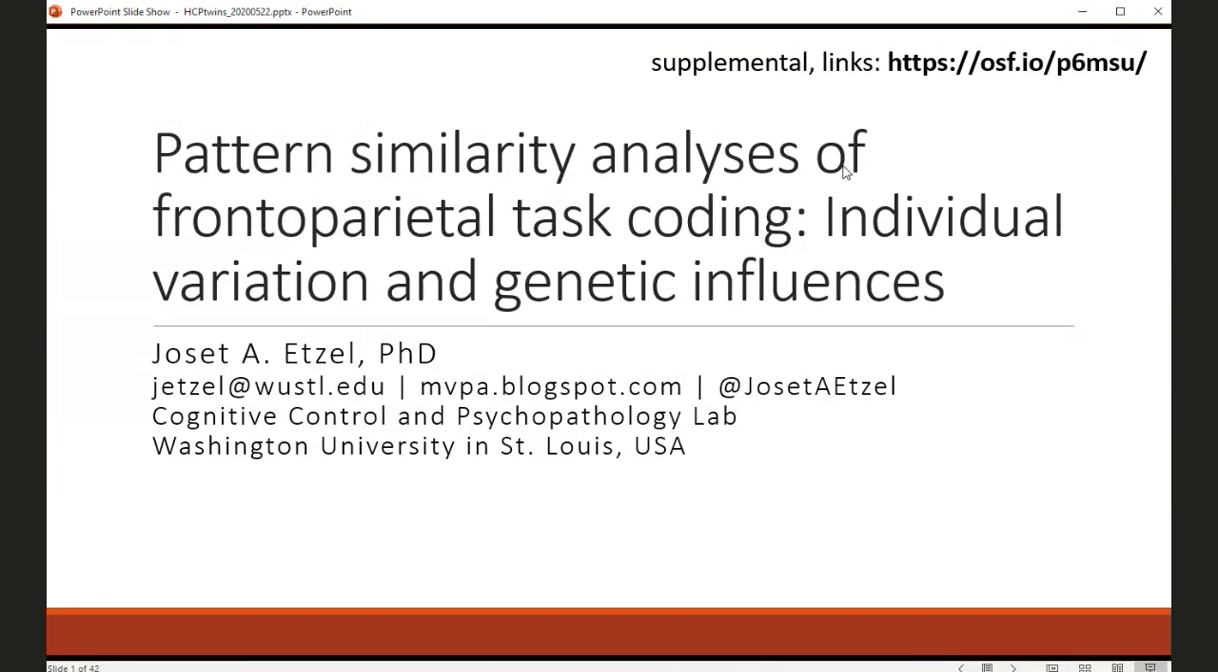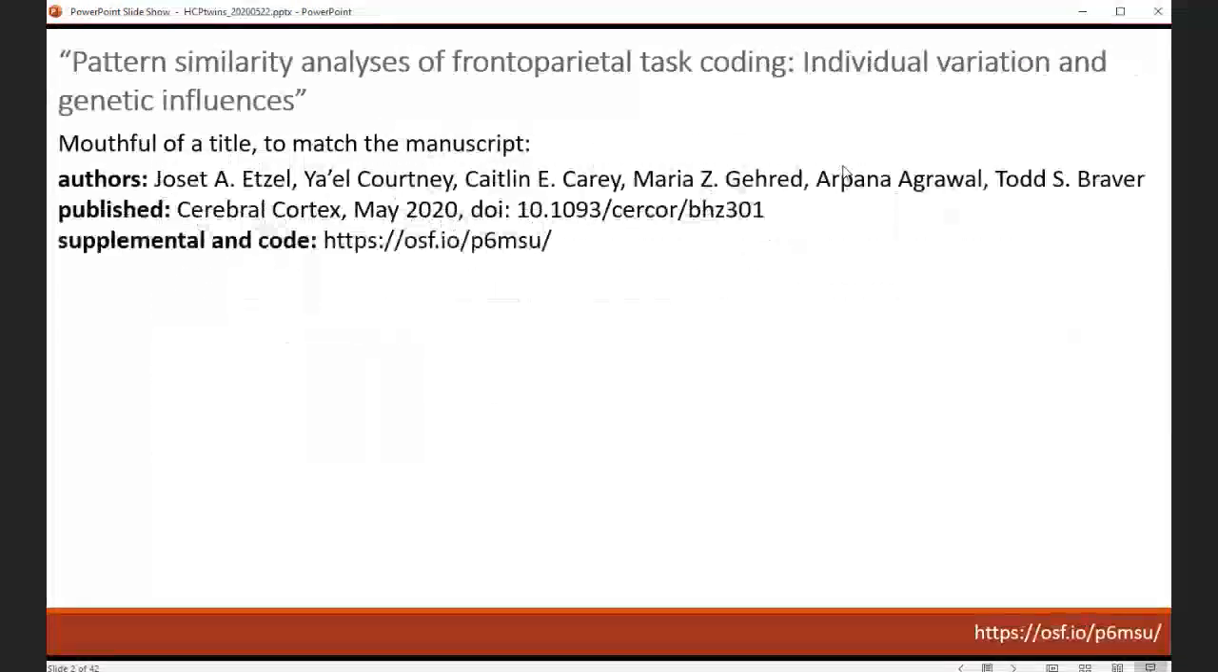Anyway, getting going here. This top title is a heck of a mouthful, but I did that because that's the name of the paper that we used. The paper is actually published now online, but the preprint is also there and is the same other than formatting. And then I said the supplemental and code.